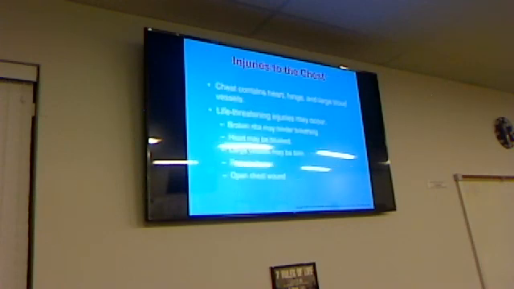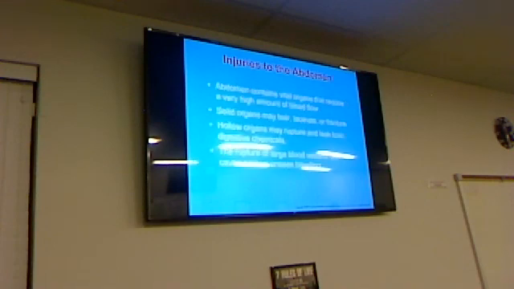All right, so injuries to the chest. The chest contains the heart, lungs, and large blood vessels. Life-threatening injuries may occur, so broken ribs may hinder breathing. The heart may be bruised, large vessels may be torn, you can get a pneumothorax or an open chest wound. So you can see here why lots of things can go wrong real quick, in a hurry, with trauma to the chest.